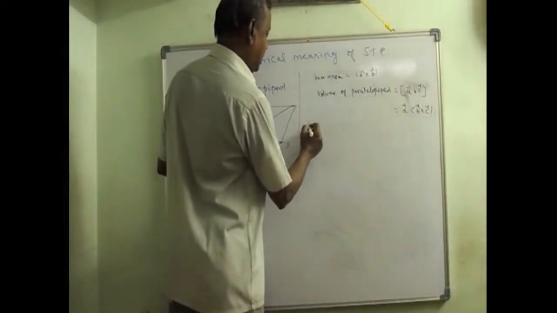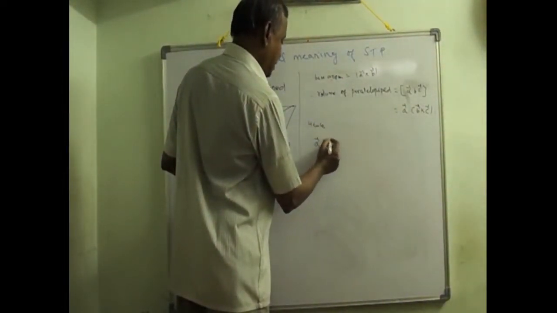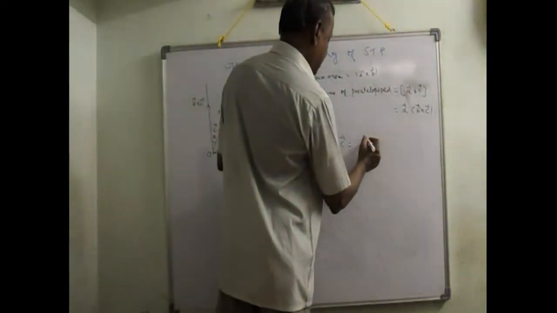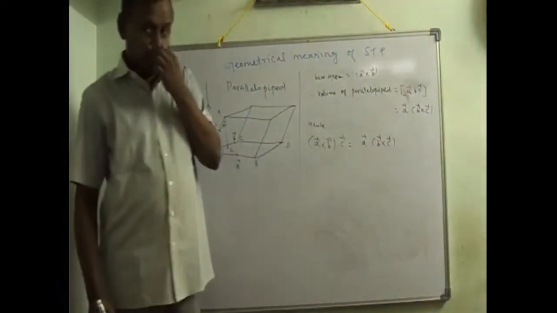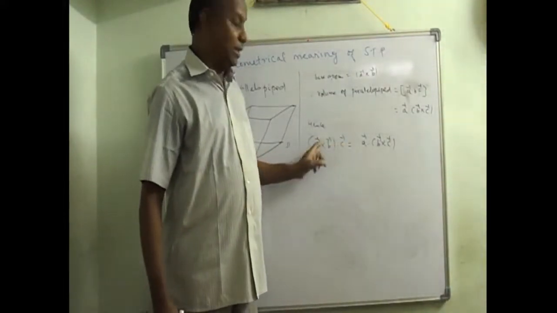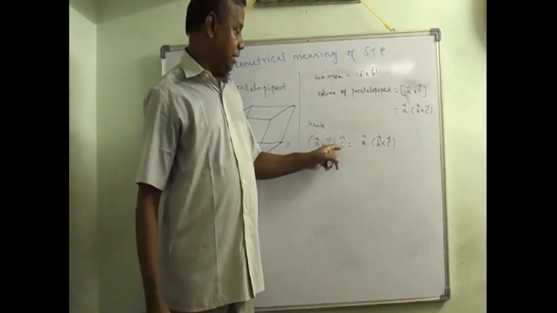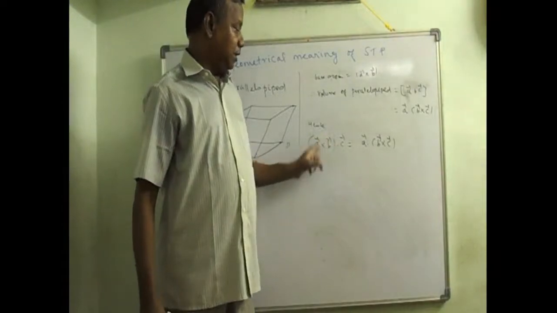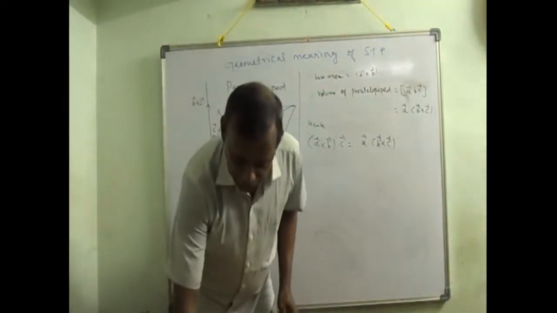Hence A vector cross B vector dot C vector is equal to A vector dot of B vector cross C vector. Therefore, in a scalar triple product STP, the dot and the cross are interchangeable. Here look at this: A dot of B cross C is nothing but A cross B dot C. So the dot and the cross are interchangeable in STP. Okay. Next observation.